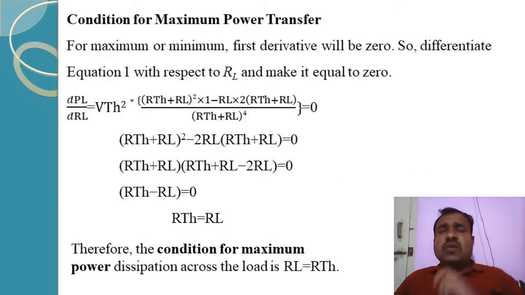Now, the condition for maximum power transfer. In the statement itself we have said that to deliver maximum power, the load resistance should be equal to the source resistance or circuit resistance. Now, how to check whether this will deliver the maximum power or not? We have learned that the first derivative of a function will give you a maximum or minimum. So I will calculate the first derivative of equation number 1 and equate it to 0 to get the condition for maximum power transfer.